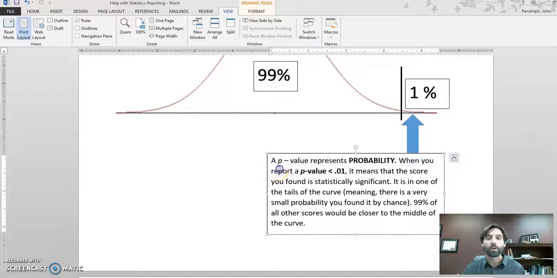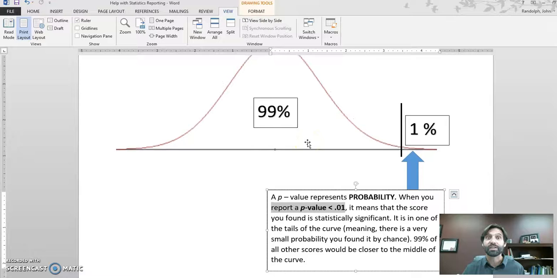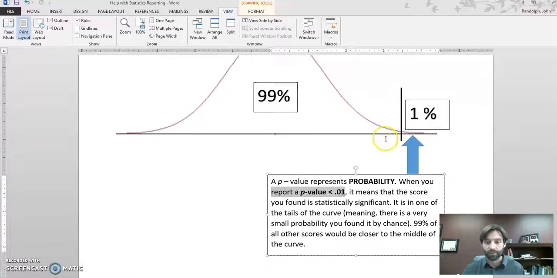So when you report a p-value, let's say of 0.01, it means that the score you found is statistically significant. It means that the score you found, if you're looking at the bell curve, would be out here on the right-hand side. Or you could also say on the left. But in this case, over here on the right-hand side, 99% of scores would be below that number. So again, you'd have a very remote chance of making an error, okay?